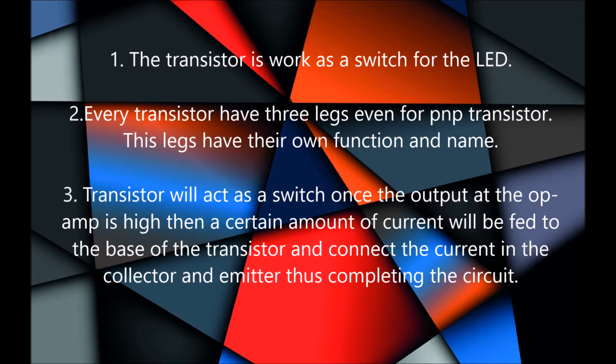The transistor works as a switch for the LED. Every transistor has 3 legs, even a PNP transistor. These legs have their own function and name. The transistor will act as a switch. Once the output at the op-amp is high, a certain amount of current will be fed to the base of the transistor and connect the current in the collector and emitter, thus completing the circuit.